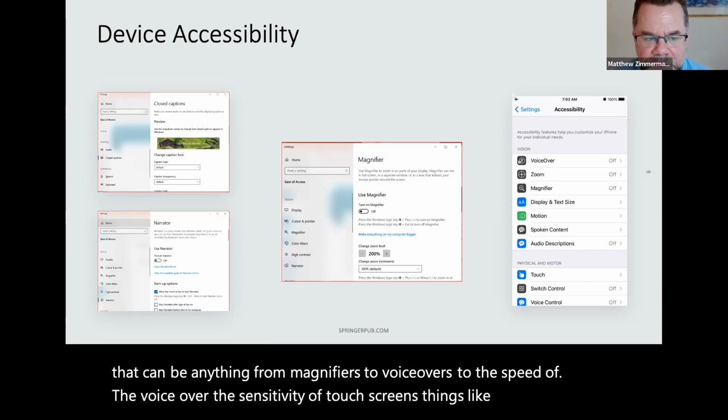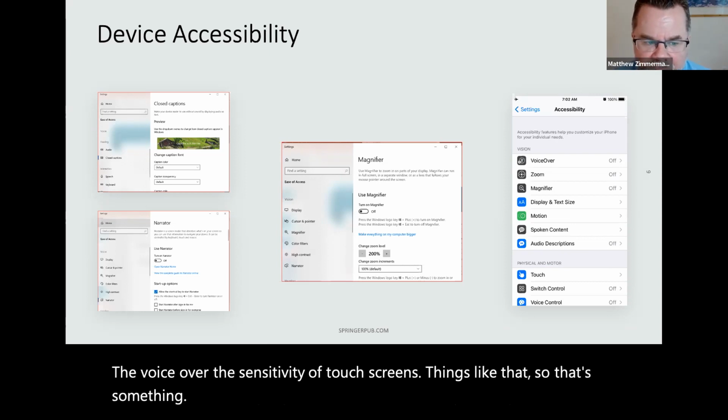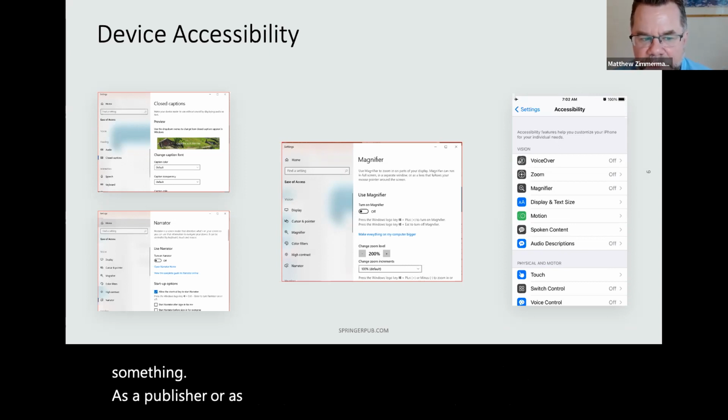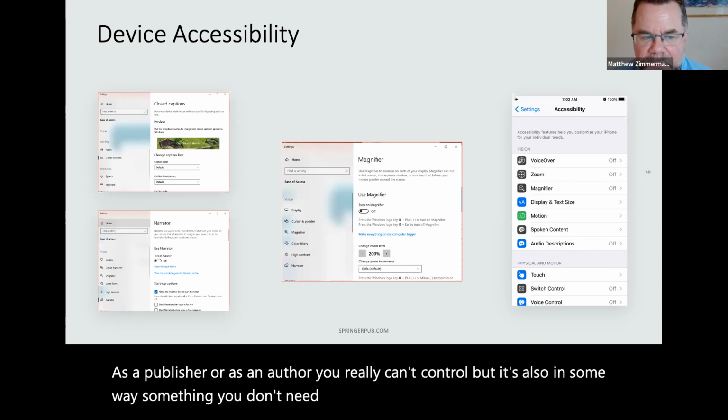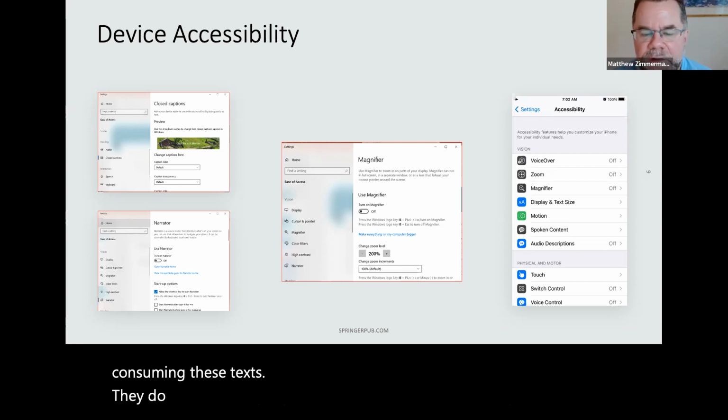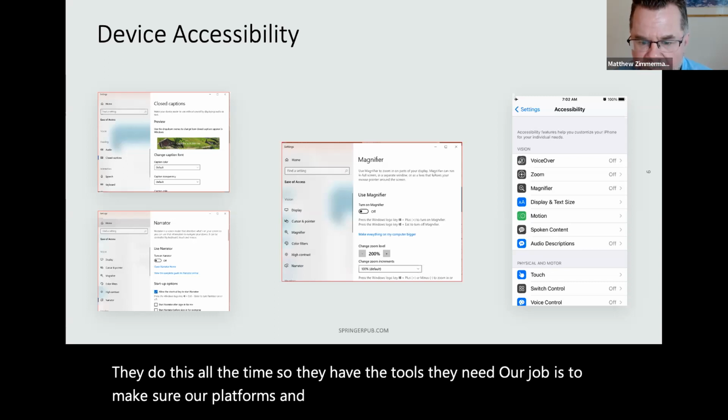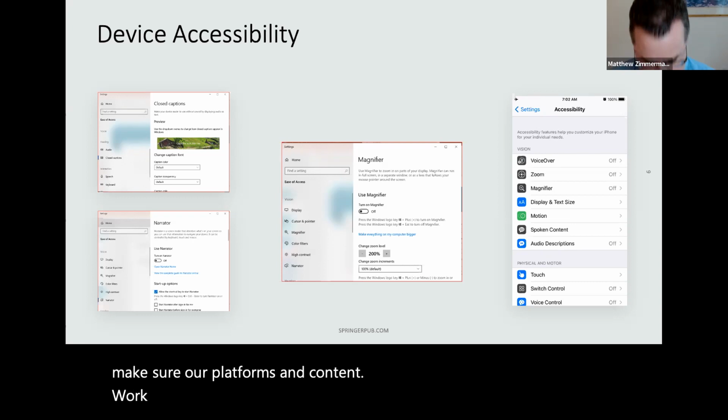that. So that's something as a publisher or as an author you really can't control, but it's also in some ways something you don't need to worry about, because the people who are consuming these texts do this all the time, so they have the tools they need. Our job is to make sure our platforms and content work well with these devices.